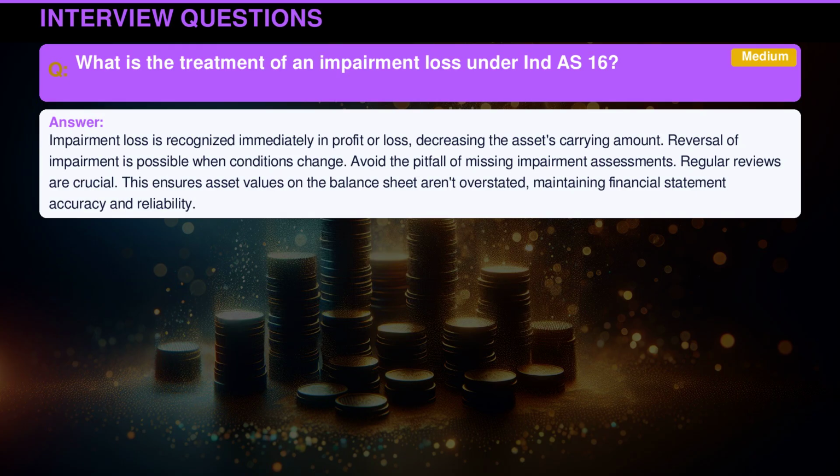Impairment loss is recognized immediately in profit or loss, decreasing the asset's carrying amount. Reversal of impairment is possible when conditions change. Avoid the pitfall of missing impairment assessments. Regular reviews are crucial. This ensures asset values on the balance sheet aren't overstated, maintaining financial statement accuracy and reliability.